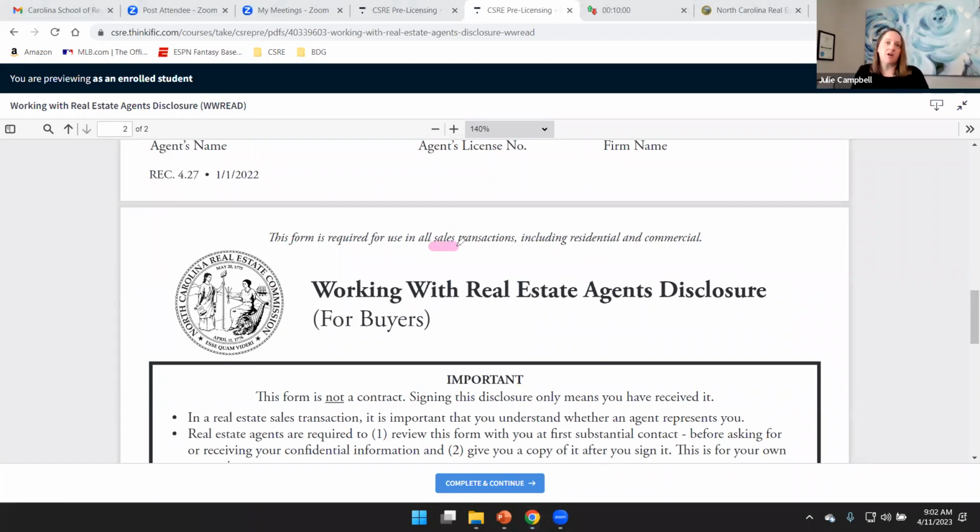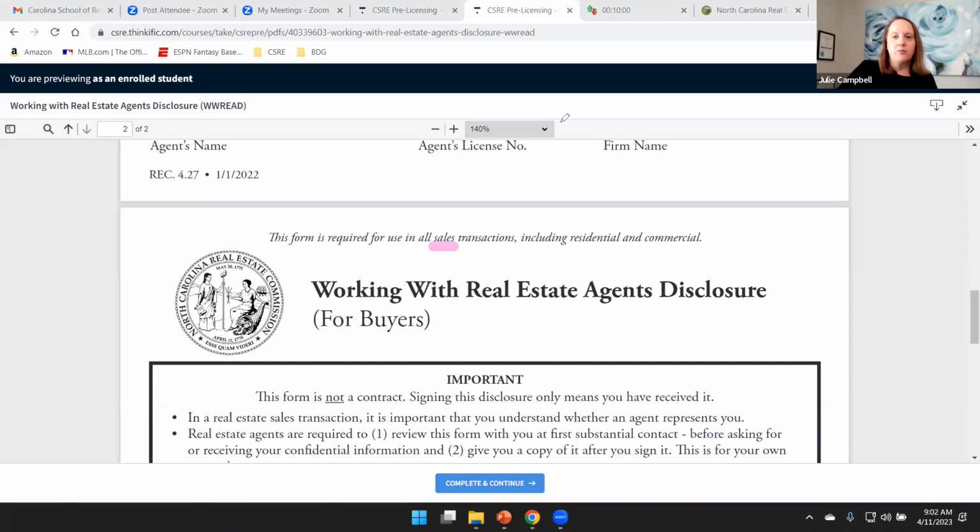This tends to be a problem topic on the test. You see how they like to trick you? Especially for those of you that are going only into sales and don't think about lease transactions. So don't let that little word all trick you. The working with real estate agent disclosure is only required for sales transactions. And that does include residential sales and commercial sales. Sales is sales. If you're working with buyers or sellers, the form is required.